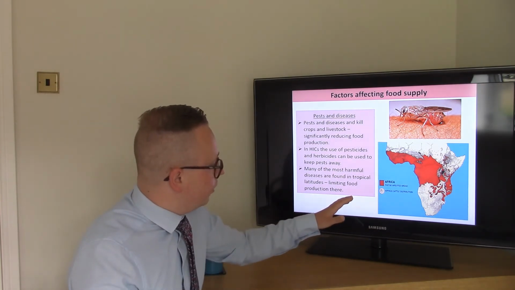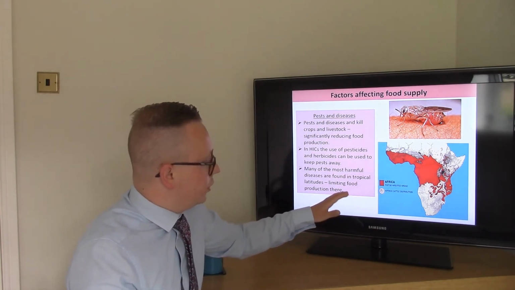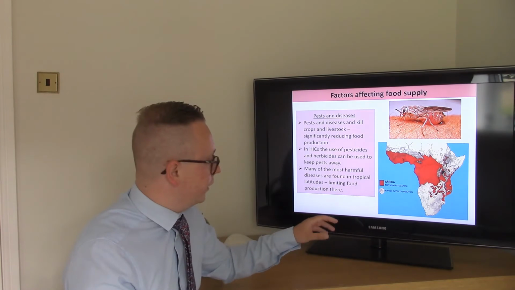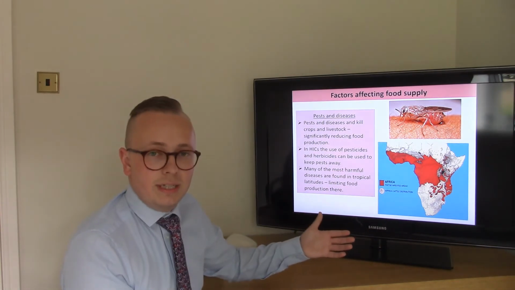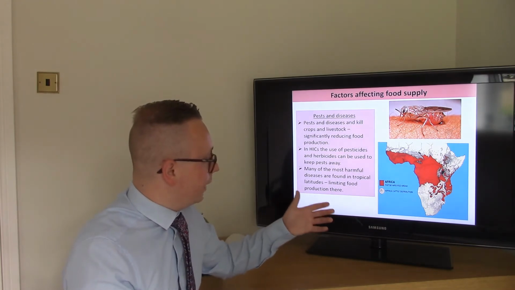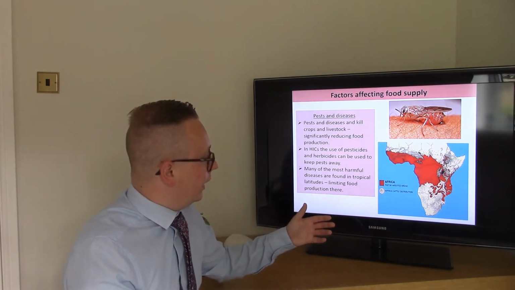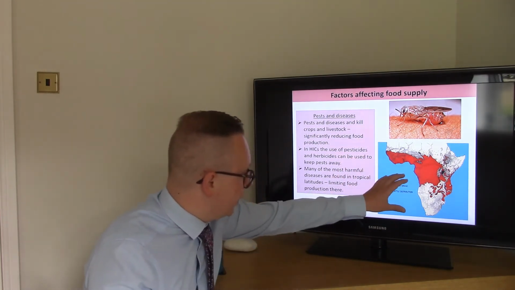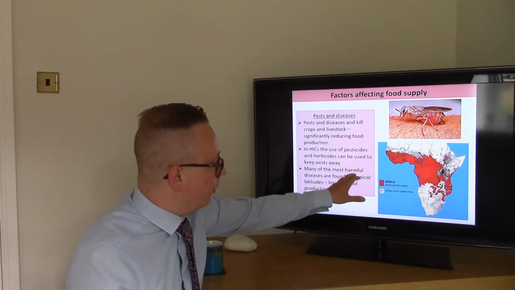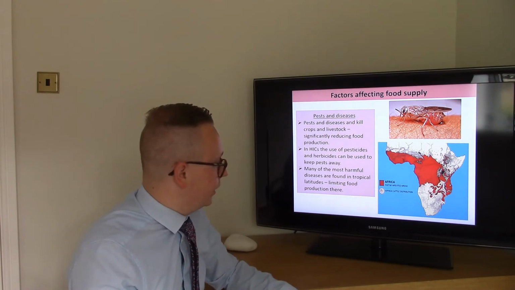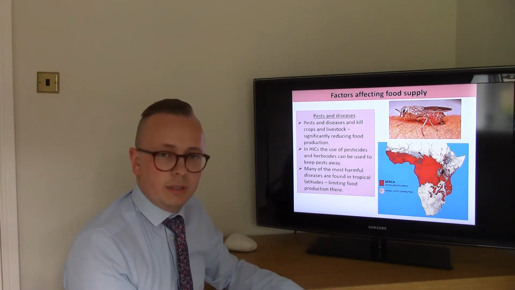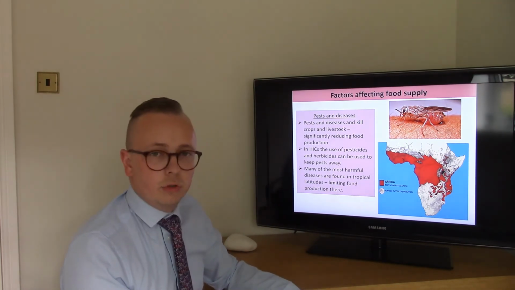So this is an example of the tsetse fly, which affects much of central tropical Africa. And it transmits diseases which have had significant negative impacts on cattle. And as a result, in these areas where the tsetse fly is common, cattle production is limited significantly, and so it reduces the ability to produce food in those areas.